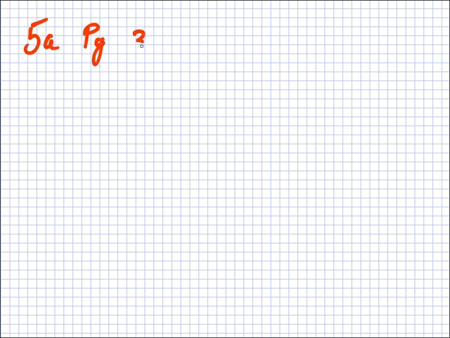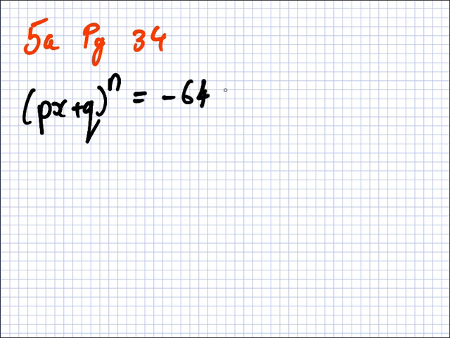Page 34. Now, it says in the question that P and Q are negative. That might be useful later. No, that will be useful later, I think. (Px + q)^n equals -64 - 96x - 48x squared, etc. Okay?